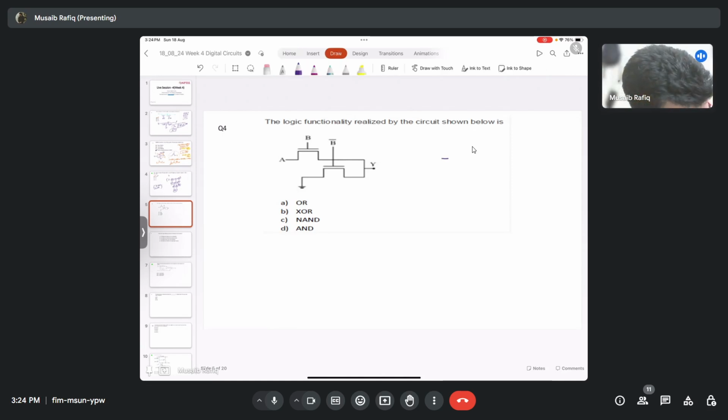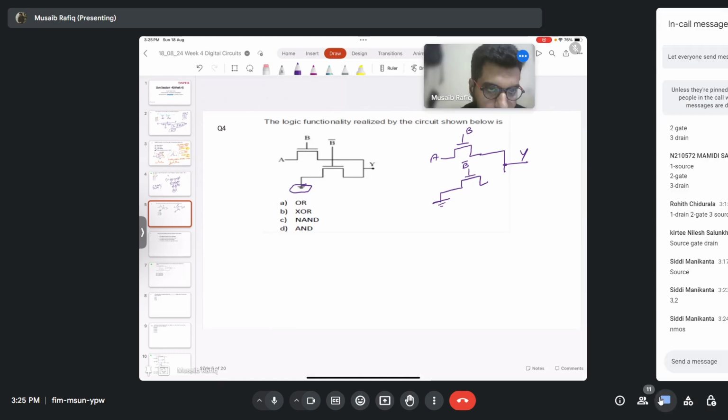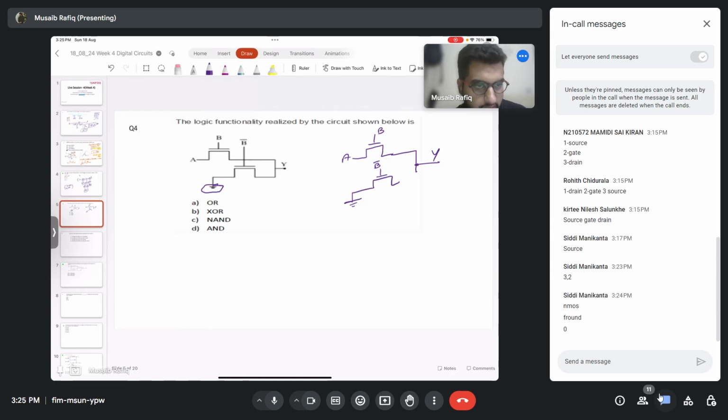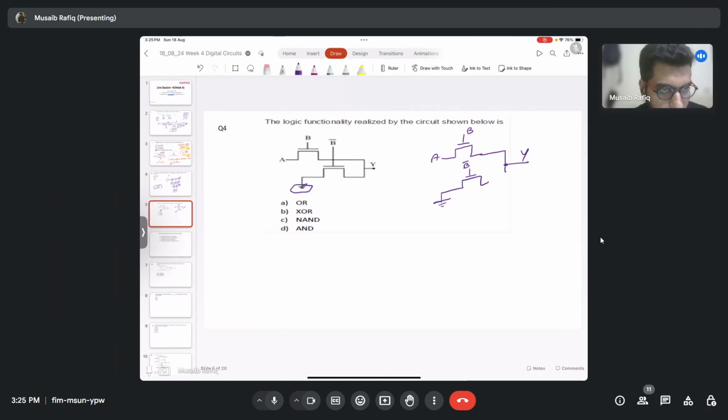So let me just redraw the circuit here. So this B is at the gate, A is here, and then we have Y, another NMOS transistor having input as B complement. Mind this complement here. And what does this represent? Ground. And in digital circuits, what does ground correspond to in terms of digital signals? Correct. So ground corresponds to 0.